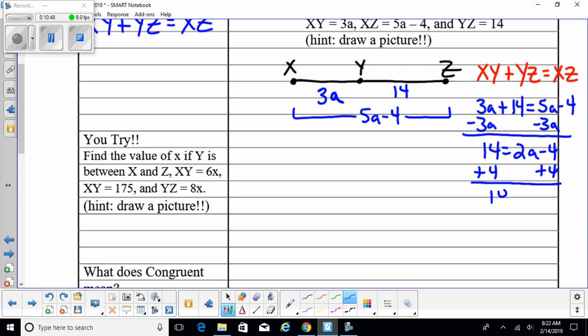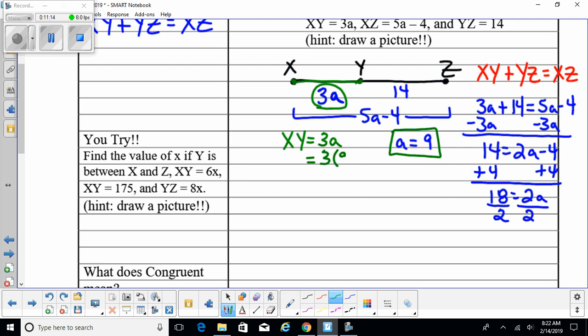And we should get 18 is equal to 2a. Divide both sides by 2. And our a is equal to 9. Here, if I were to ask you what the measure of XY is, from X to Y, they told me it's worth 3a, and I found that a was worth 9. So I'm going to substitute the 9 here to get that XY is equal to 27, whatever the 27 units might be. So that's the way this concept's going to roll.